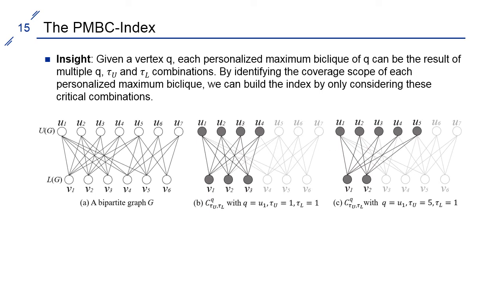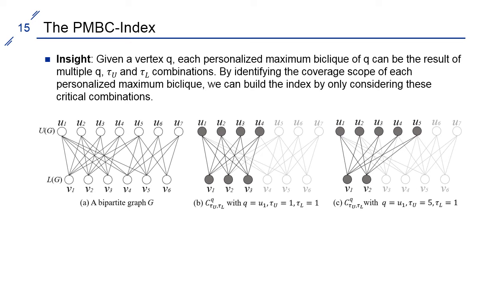So here we introduce the PMBC index, which is based on the following insight. Given a query vertex Q, each personalized maximum biclique of Q can be the result of multiple (Q, tau_U, tau_L) combinations. So by identifying the coverage scope of each personalized maximum biclique, we can build the index by only considering these critical combinations.